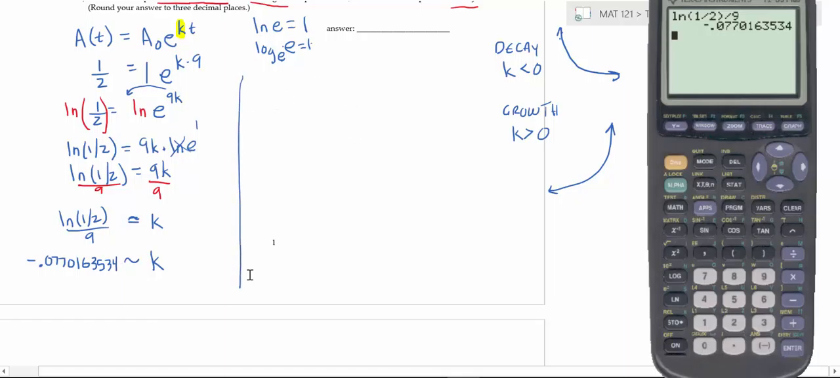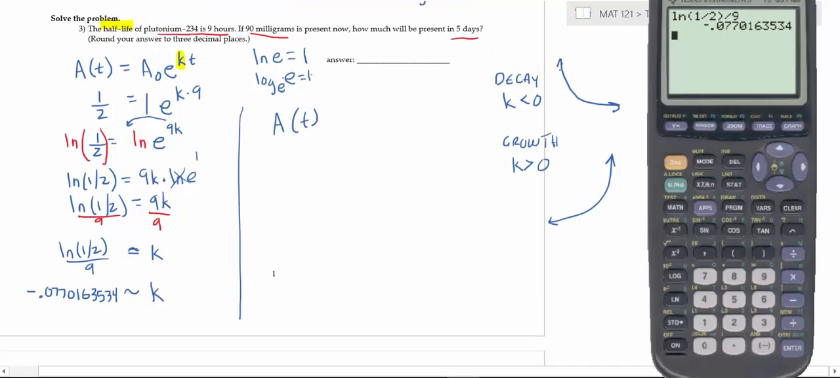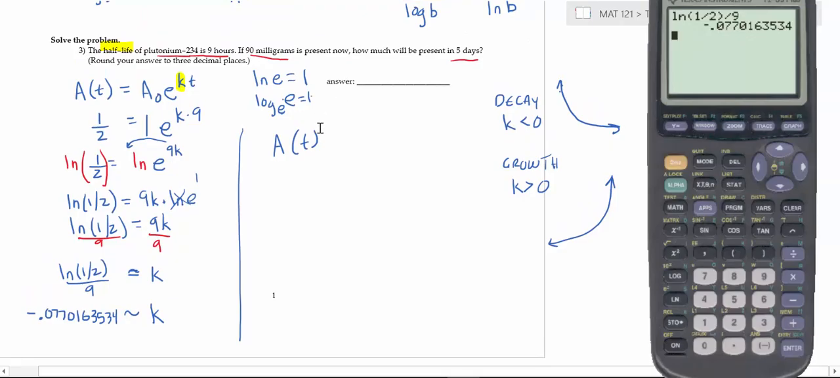Okay, now to finish the problem, we go back to the general formula, which is A of t, standing for the amount, is equal to A naught, that's the initial amount, e to the kt. Well, we now know what k is. All that work at the beginning was to find k, so we can plug that in.